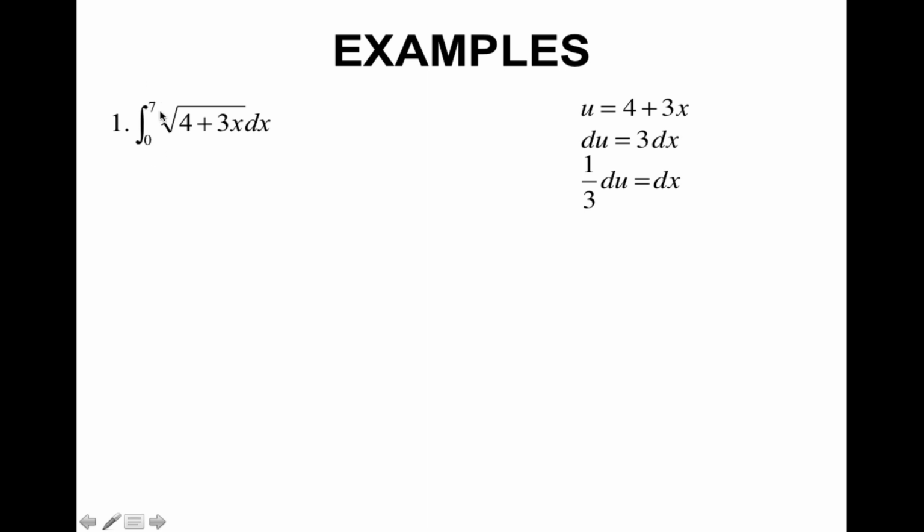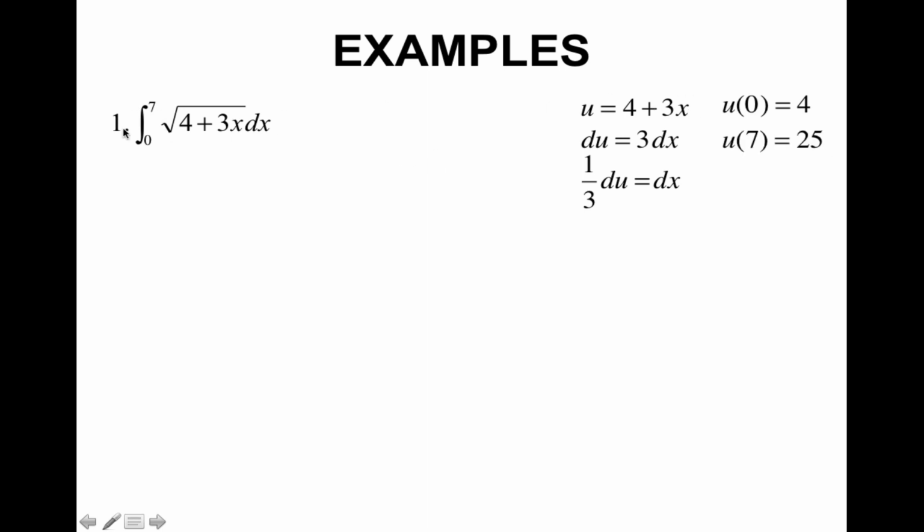This 0 and this 7 works for the function in terms of x. I have to redefine what these limits are when it's in terms of u. Well, I have that u equals 4 plus 3x. So in order to figure out the u for each of these x values, I'm going to plug in each x value into what u is equal to. When I plug in 0 into 4 plus 3x, I'm going to get 4. When I plug in 7, I'm going to get 25.